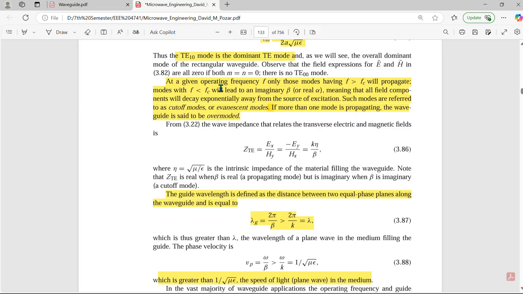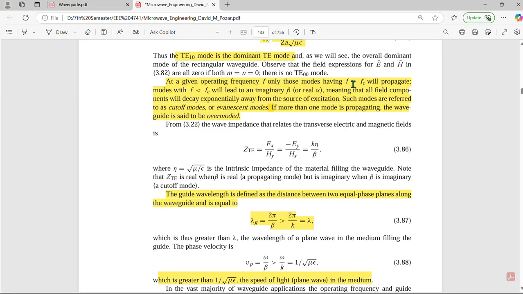Here it is written that at a given operating frequency f, only those modes having f greater than fc will propagate. Modes with f less than fc will lead to an imaginary beta, meaning that all the field components will decay exponentially away from the source of the excitation. Such modes are referred to as cutoff modes or evanescent modes. If more than one mode is propagating, the waveguide is said to be overmoded.